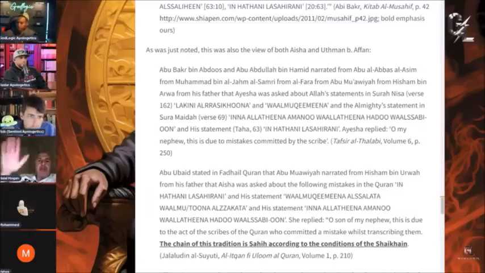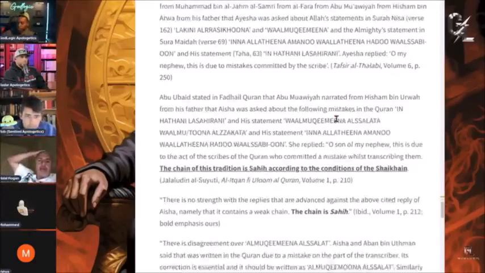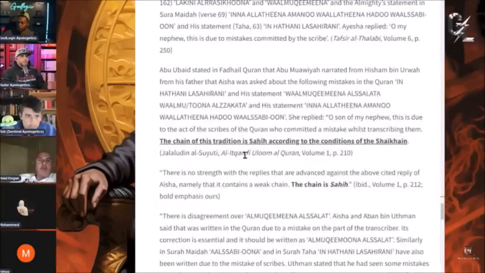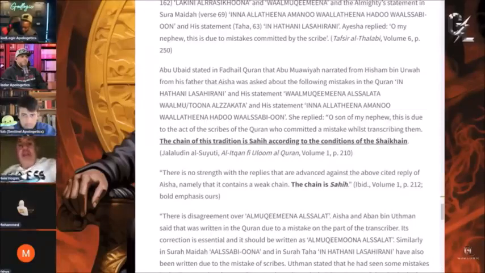So scroll down. Forget Tafsir Thalabi. Go to Jalaluddin al-Suyuti, the one right beneath it. Al-Itqan fi Ulum al-Quran, volume 1, page 210, and then he tells you the chain is sahih. Look, right here, we're going to read it. Abu Ubaid stated in Fadayl Quran that Abu Muawiyah narrated from Hisham ibn Urwa from his father that Aisha was asked about the following mistakes in the Quran.